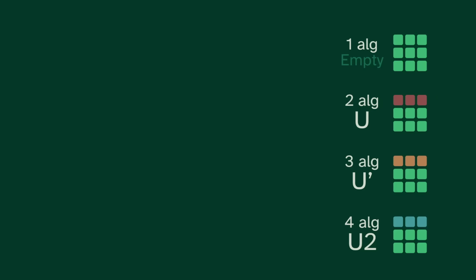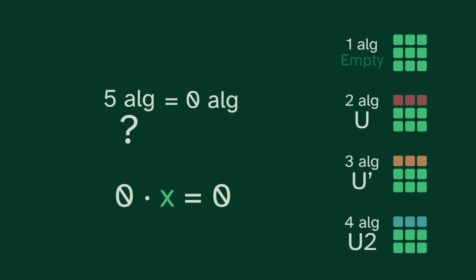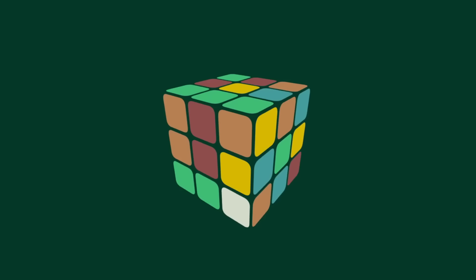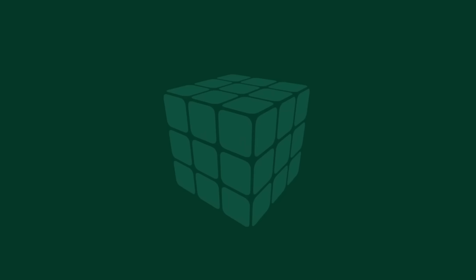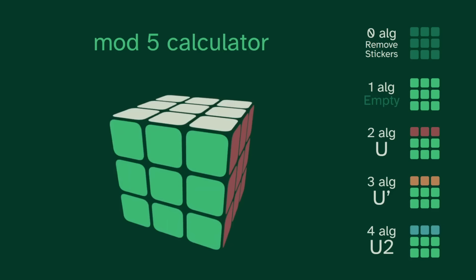But we're missing something. We don't have a 5 algorithm, which would also be the 0 algorithm. This is tricky because 0 times anything is still just 0. It creates a black hole that pulls all the other numbers into it. It removes all information. So how could we do this on the cube? Remove all the stickers. Once the stickers are gone, any further moves won't matter. It'll still just be an empty cube. So that gives us a 0 algorithm, and we now have a Rubik's Cube mod 5 calculator.